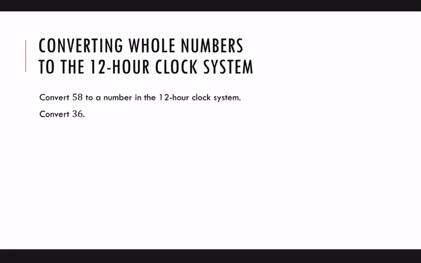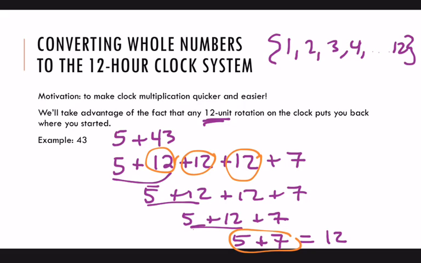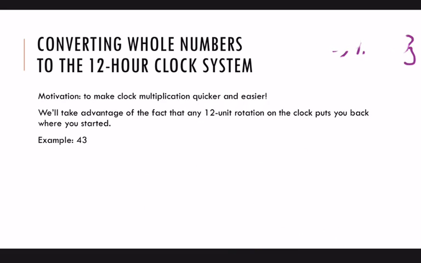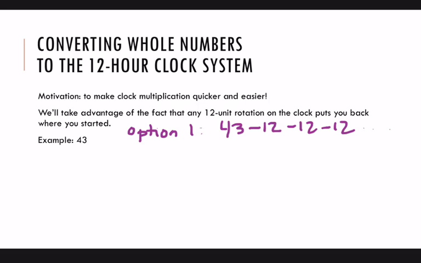So to convert, we want to basically just think of 43 as however many units are left over after you take away as many 12s as possible. Essentially, this is like a division. You're repeatedly subtracting 12s, or seeing how many groups of 12 are in 43. So option one, to convert a number, repeatedly subtract 12 as many times as possible until you get an answer that is less than 12. Or option two, divide 43 by 12 and then look at the remainder.